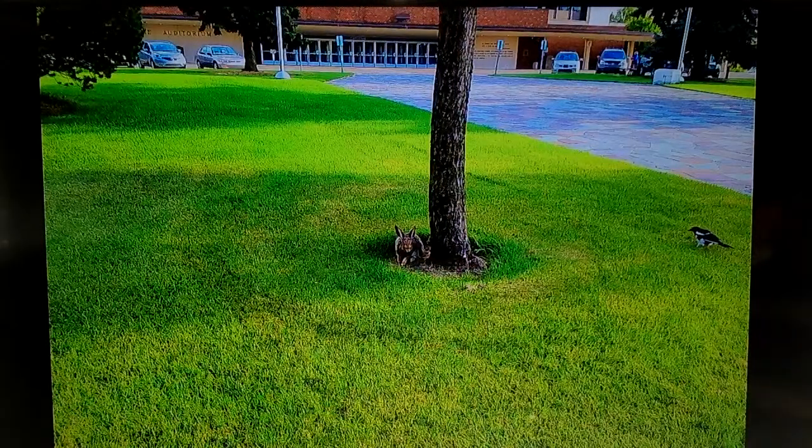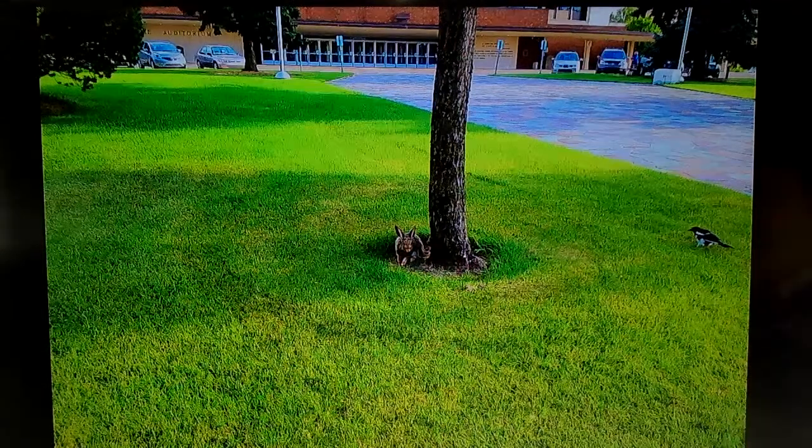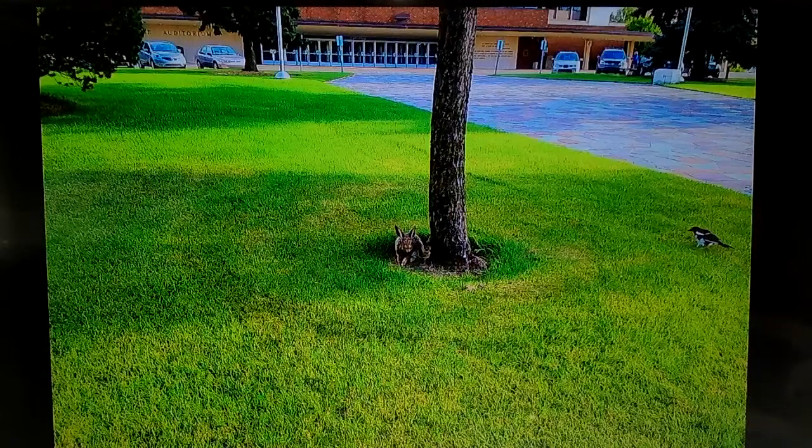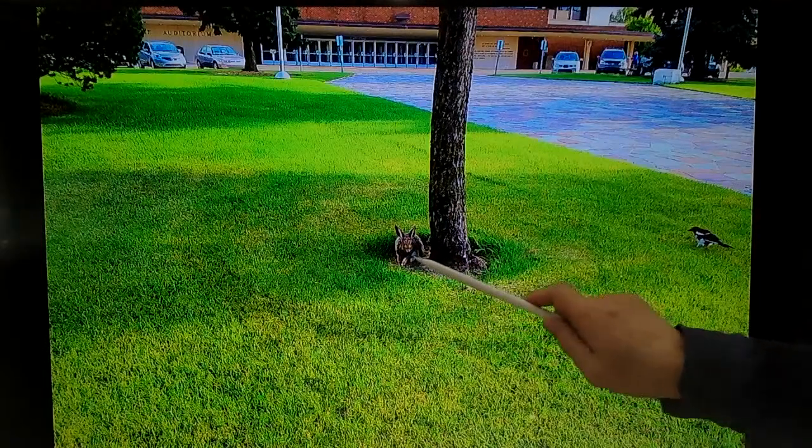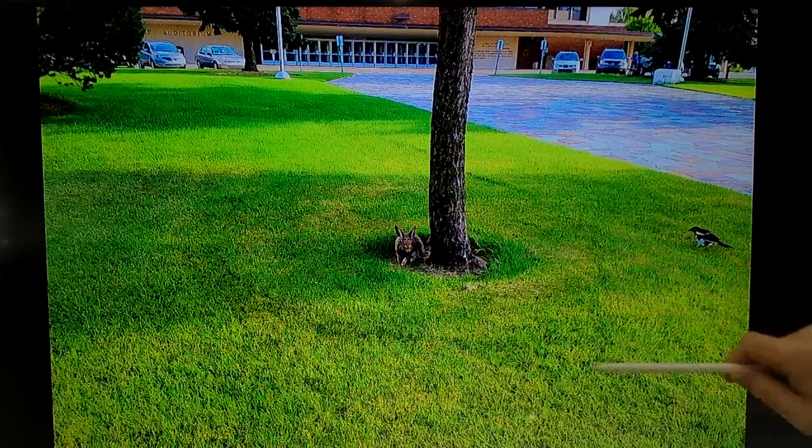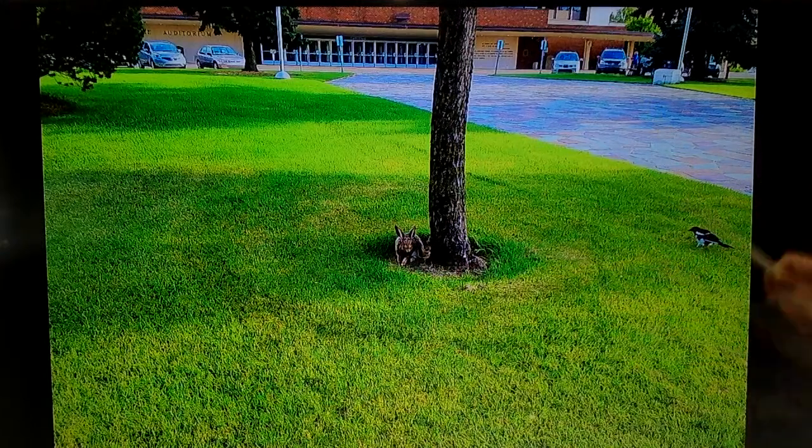This is the University of Alberta. The scenery is like a typical North American university. You can see the rabbits and birds in the distance, quite close to humans.